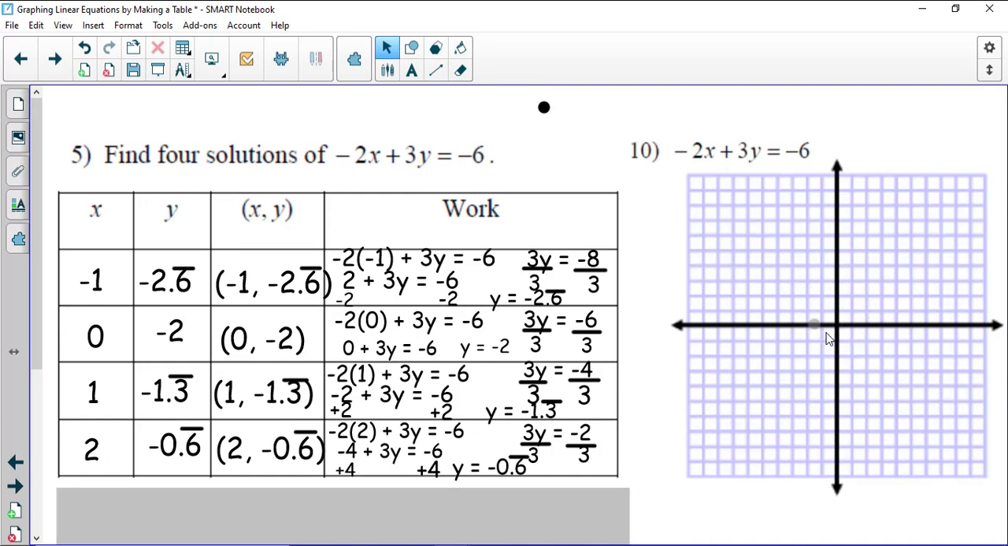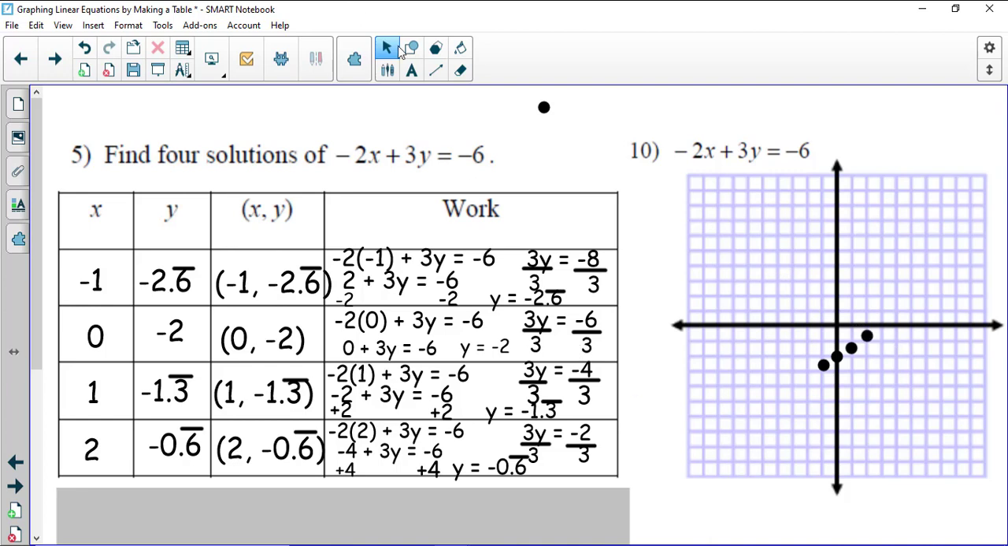So we have negative 1 comma negative 2.6 repeating, which is going to be like down here-ish. The next one is 0, negative 2, which is going to be right here. Oops, I put negative 1.6 repeating. Negative 2.6 repeating. Let me get the right spot there. There we go. That's much better. We have 1, negative 1.3 repeating. That's going to be right around here. And then 2, negative 0.6 repeating, which is going to be right around here.